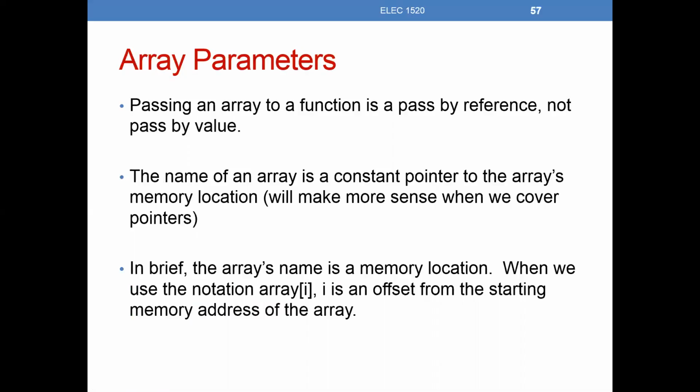Now, when we pass an array to a function, it's a pass by reference, not a pass by value. What pass by reference means is we're actually giving that function access to that array's memory space. And any changes we make to the array in that function will be permanent. When we go back to the calling function, we'll see that the array is changed. We can't make that array point to anything else. Just as a reminder, the name of an array is a constant pointer to the array's memory location. It'll probably make a little more sense when we start learning how to write pointers. But the name of an array is the name of a memory location. When we use the array notation, array at index I, whatever the value of I is some offset from the starting memory address of the array.